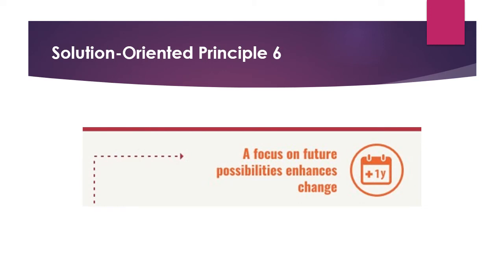Principle number 6 is a focus on future possibilities and solutions enhances change. By keeping our focus on possible positive futures, we give ourselves a clear vision of how we want things to be. By being clear about where we want to be, we can more easily identify the changes in behaviours in ourselves and in our situations that will provide a route to achieving this positive future. Spending time discussing what a person would like to happen instead of the problem itself is one of the most effective ways to resolve a problem.